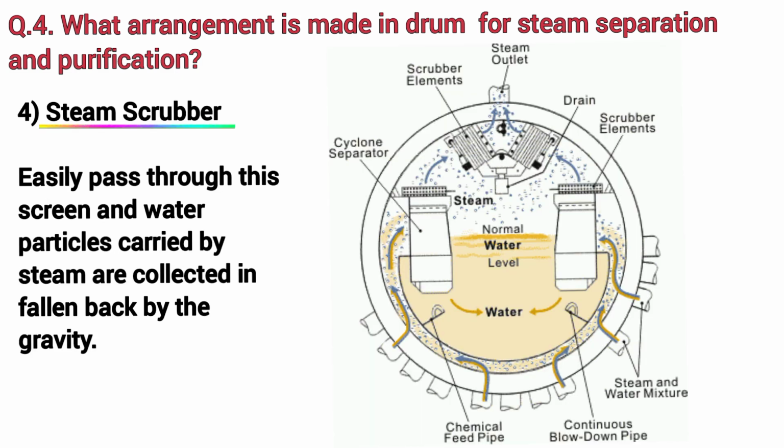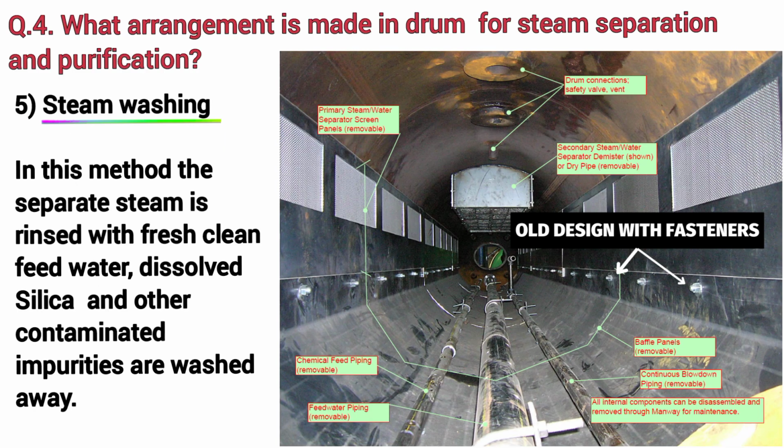4. Steam scrubber. Dry steam can easily pass through this screen, and water particles carried by steam are collected and fall back by gravity. 5. Steam washing. In this method the separated steam is rinsed with fresh, clean feed water. Dissolved silica and other contaminating impurities are washed away.